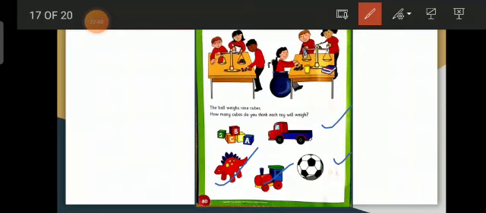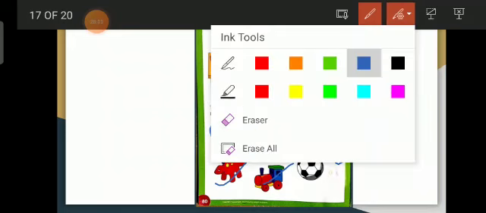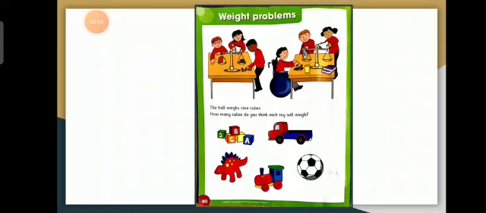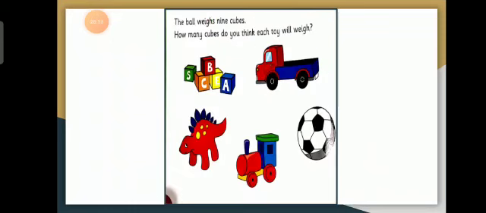For the non-standard unit, you can use anything. Like if you have marbles, you can use them. If you have cubes, you can use them. Or with the help of pencils, you can also measure the weight of these toys. This is only for practice. It's a very easy page and a very interesting page.